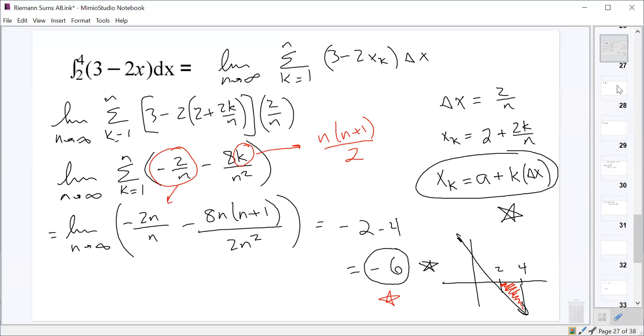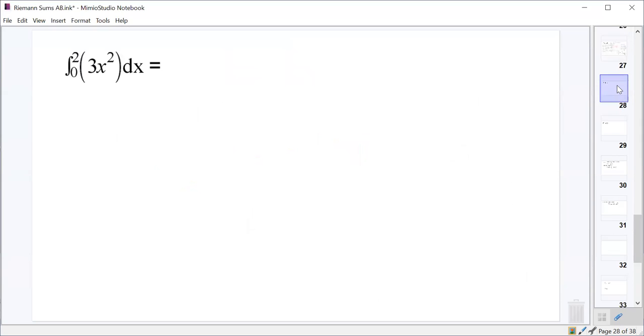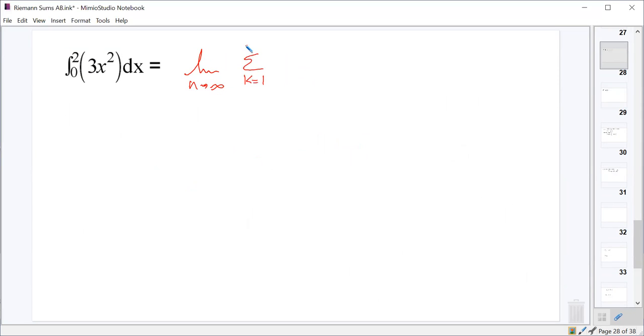But they're definitely there. All right, we got 10 minutes. Let's see if we can do 2 more of these and be done with them. So this one we can't check geometrically because now it's a parabola, right? So we're going to look for the limit as n approaches infinity of the sum from k equals 1 to n of 3x sub k squared times delta x. And off to the side, let's figure out what delta x is. What's delta x going to be?